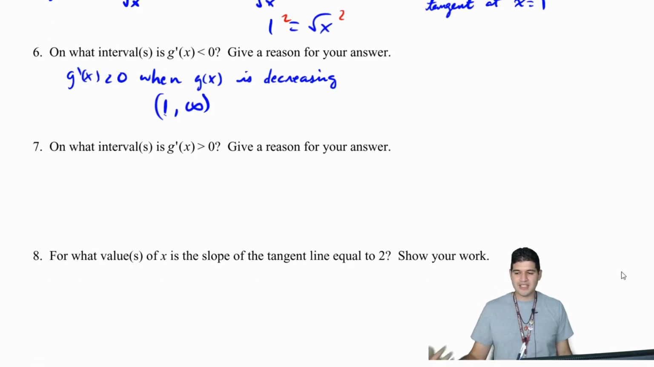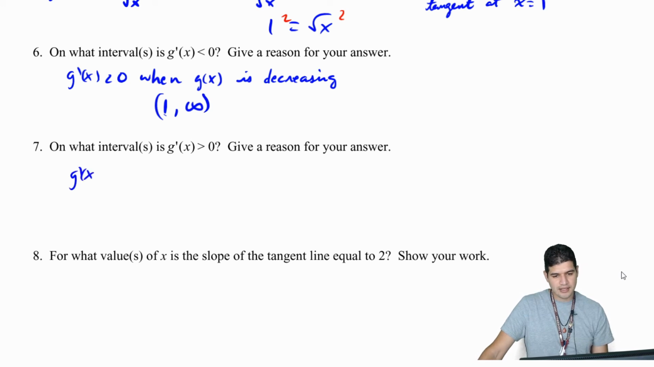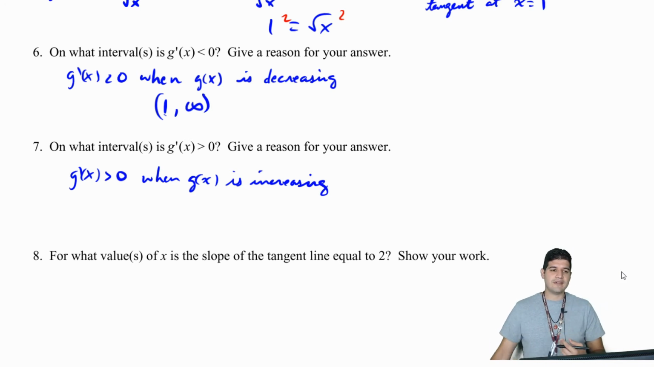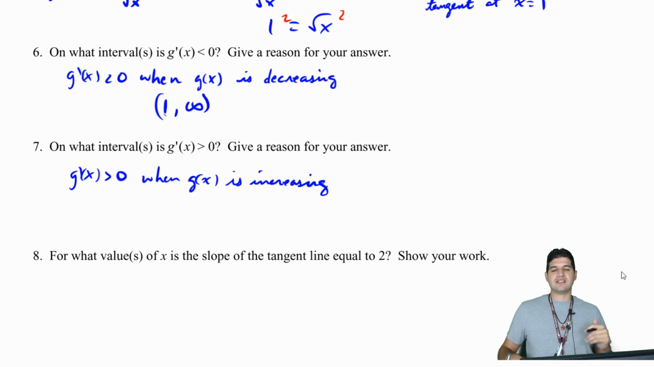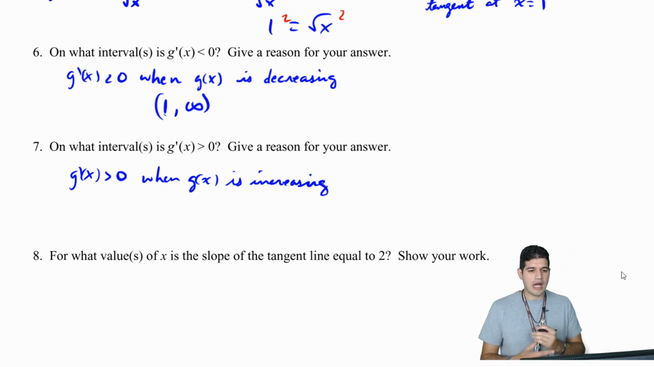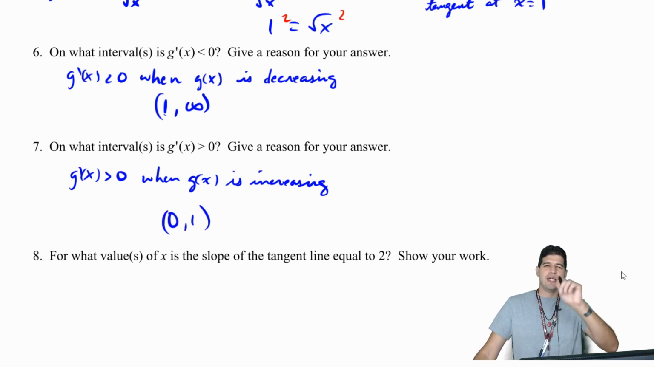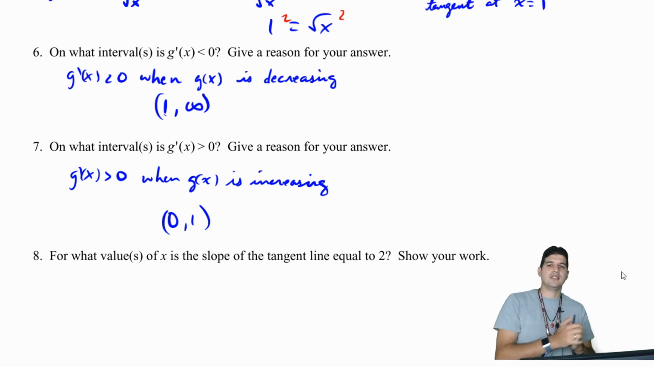Now I want to look at when is g prime of x greater than 0? When is it positive? g prime of x is going to be positive when g of x is increasing. So you want to use that reasoning. And when is our function increasing? Our function is actually not defined for values less than 0, and so the only part where we're increasing is in between 0 and 1. If you look at your paper, it is just going up from 0 to 1 ever so slightly before it starts to decrease for the rest of the time.